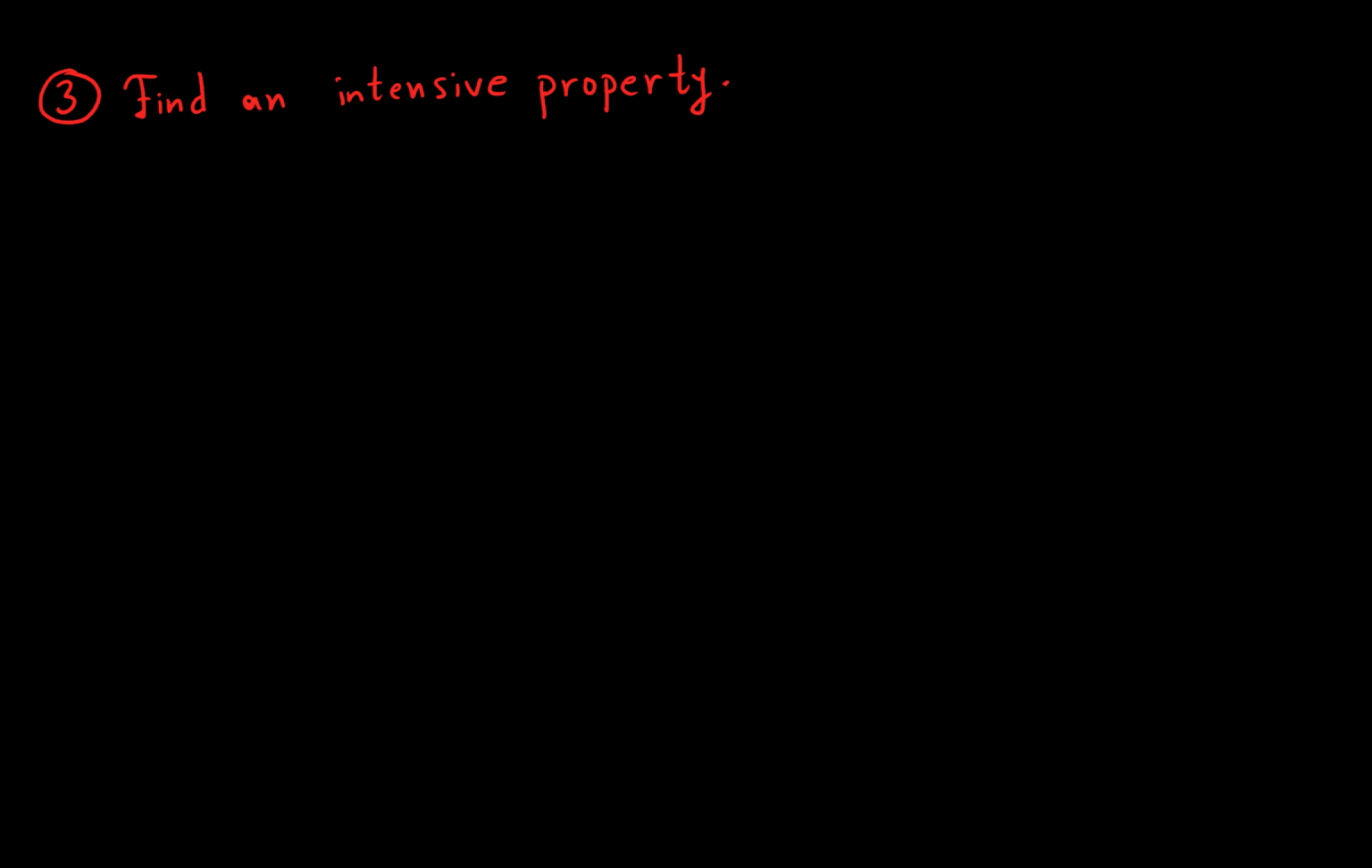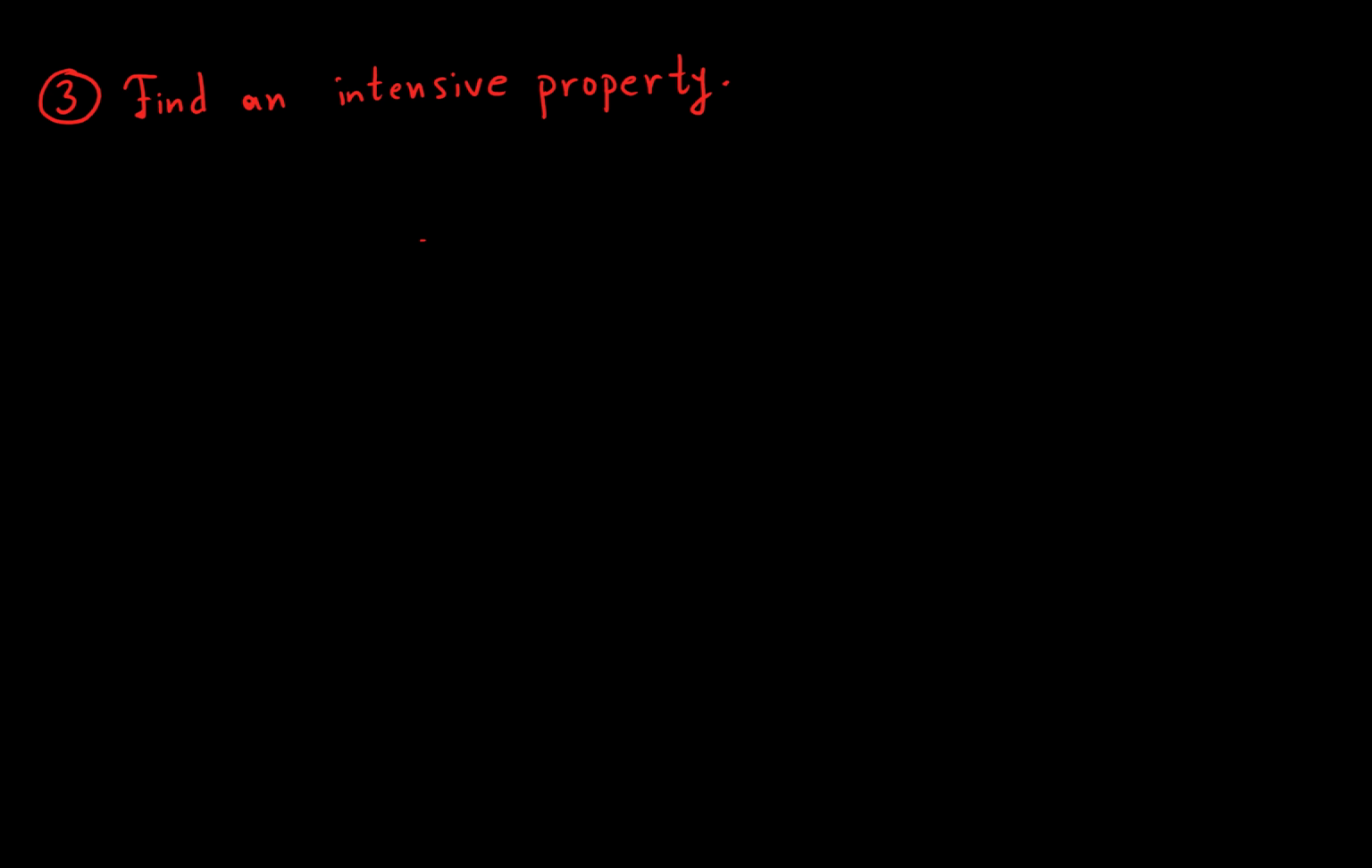Our next step is to find an intensive property. So what is an intensive property? An intensive property is some property that is uniformly constant throughout your entire system, or in this case you could say object. It doesn't matter what part of the object you look at, or even if you're looking at the entire object, this property is constant.